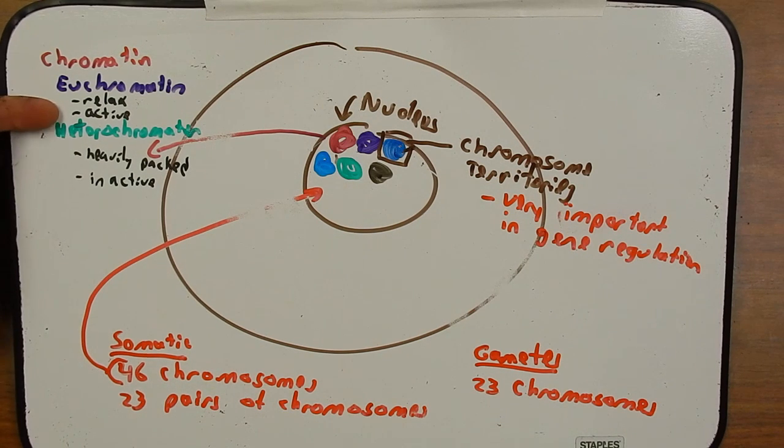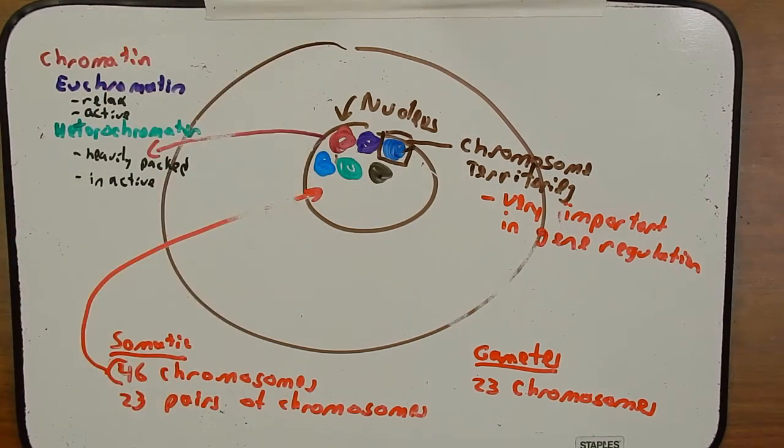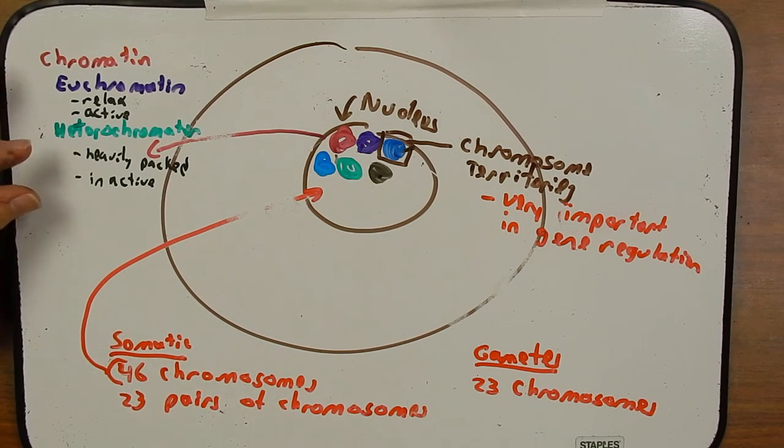So euchromatin, active areas of DNA. Heterochromatin, low activity of DNA. These chromatin are positioned in these territories in such a way that the euchromatin can be expressed and the heterochromatin is repressed.